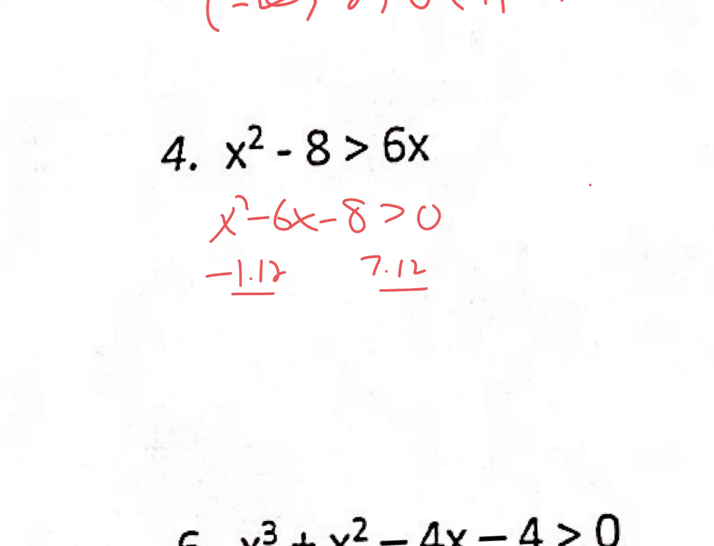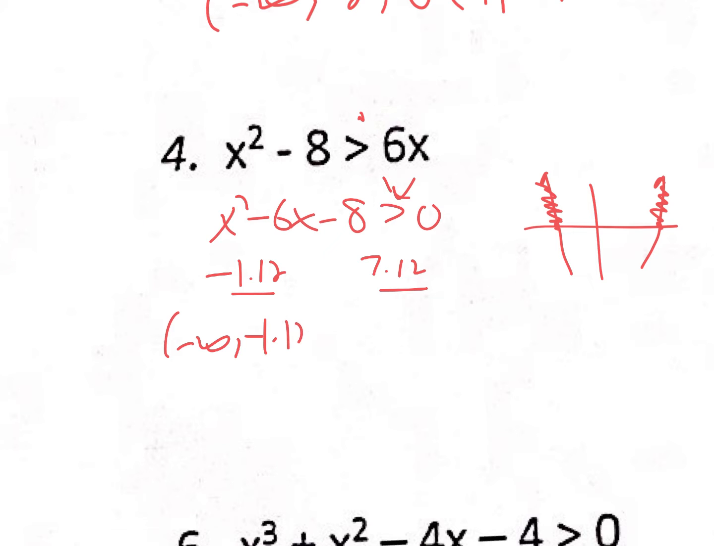And looking at the graph, what I'm seeing is this and that. And so I found those 2 points. And because it says greater than 0, I want to know, where is it greater than 0? You know, where's it above the x-axis? That's where the positive is, or the greater than 0. So it's above the x-axis from -infinity to -1.12. And it's also above the x-axis from 7.12 to forever. And that's just looking at the graph on your calculator.